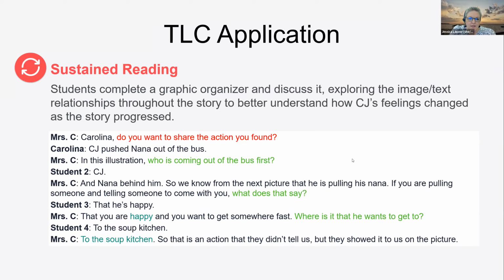CJ pushed Nana out of the bus. In this illustration, who's coming out of the bus first? CJ. And Nana behind him. So we know from the next picture that he's pulling his Nana. If you're pulling someone and telling someone to come with you, what does that say? That he's happy. That you're happy and you want to get somewhere fast. Where is it that he wants to get to? To the soup kitchen. So that's an action that they didn't tell us, but they showed it to us on the picture.